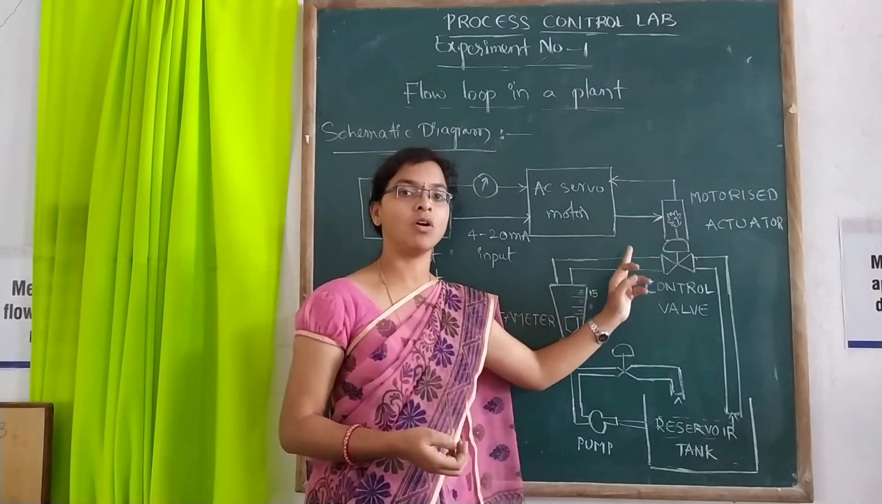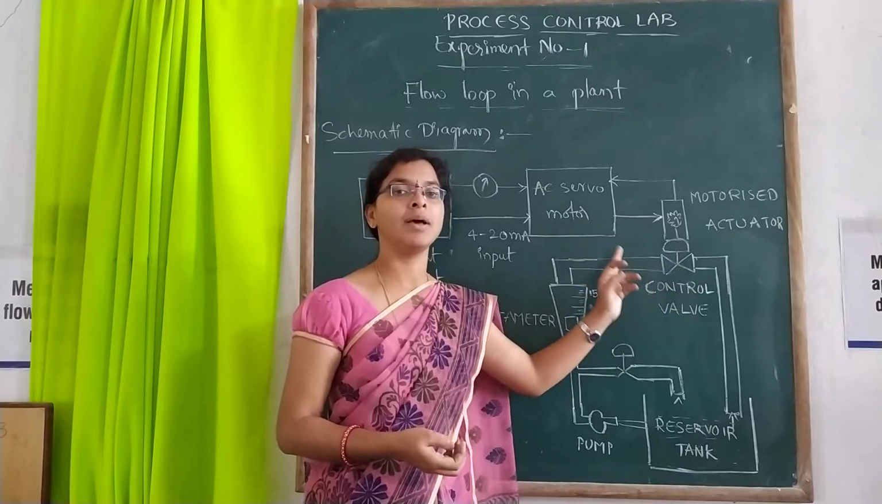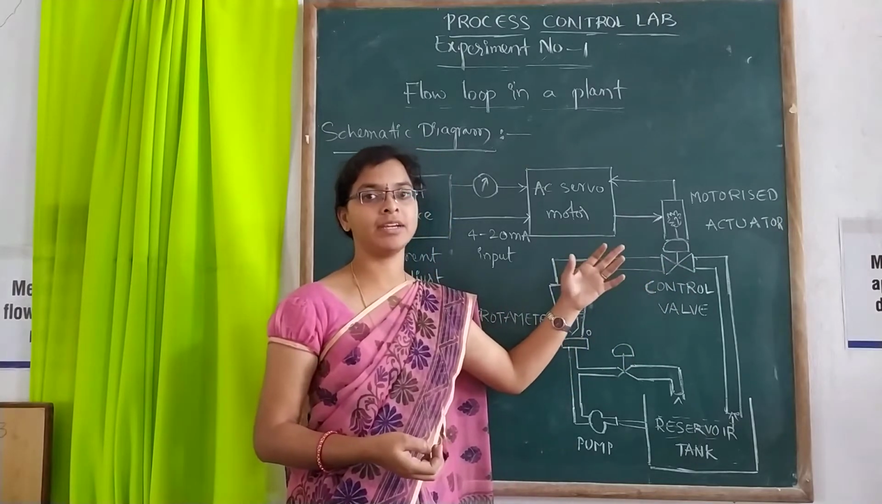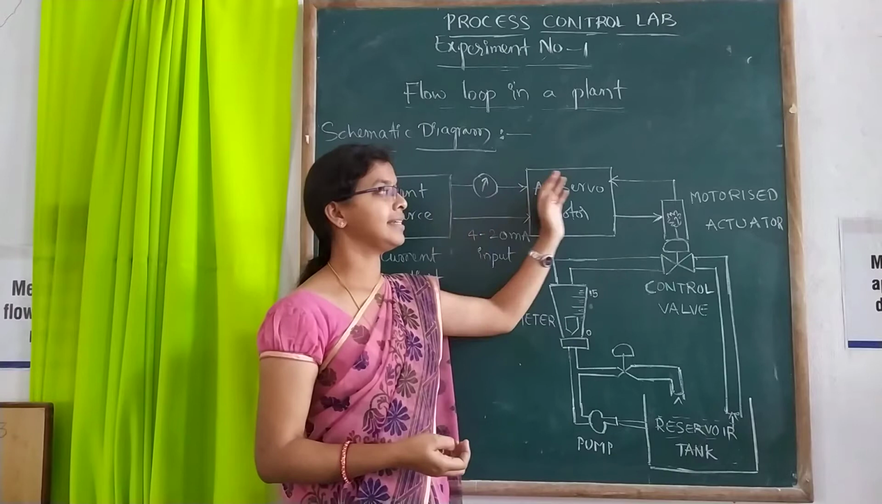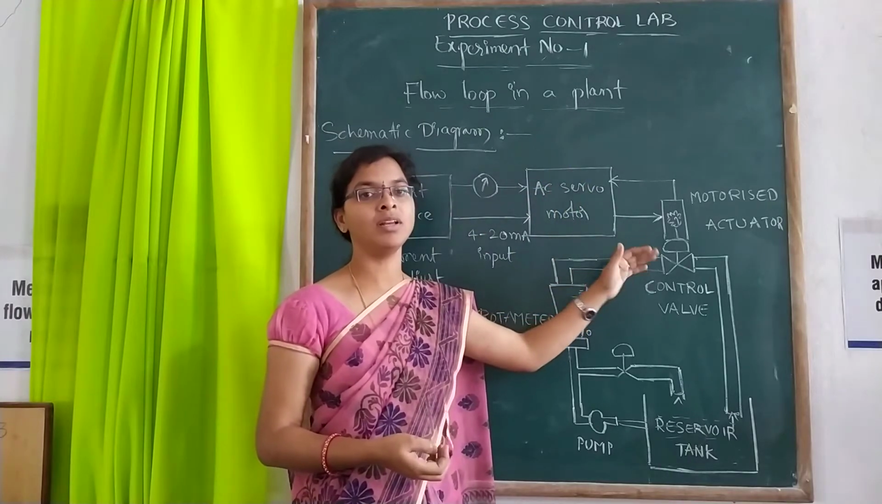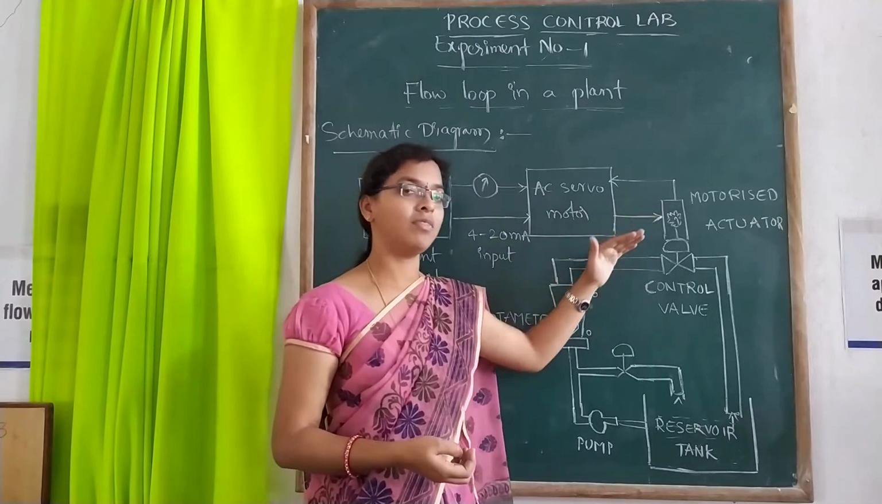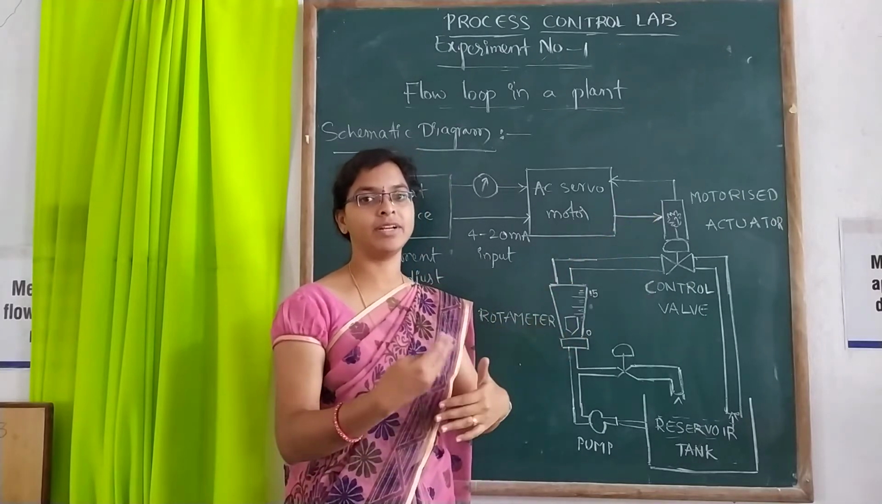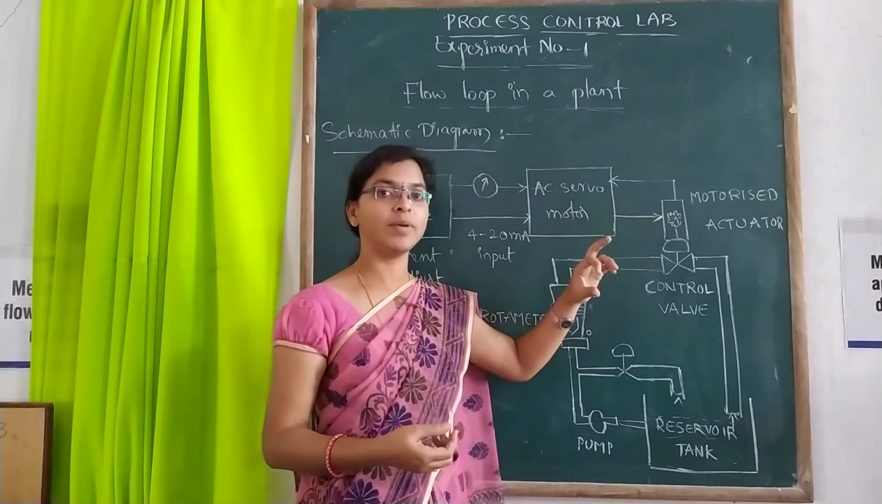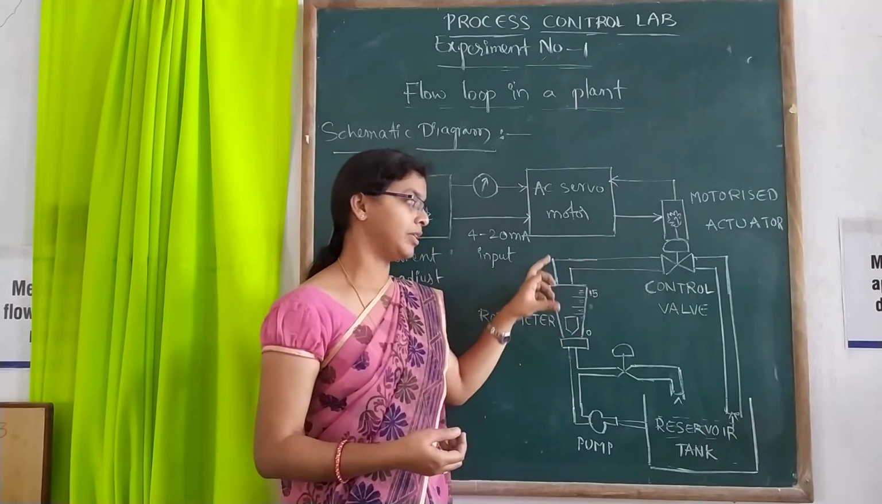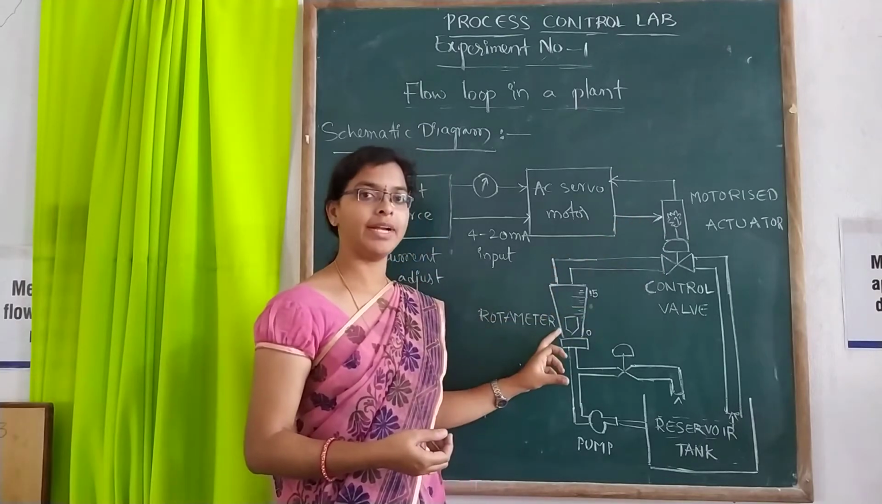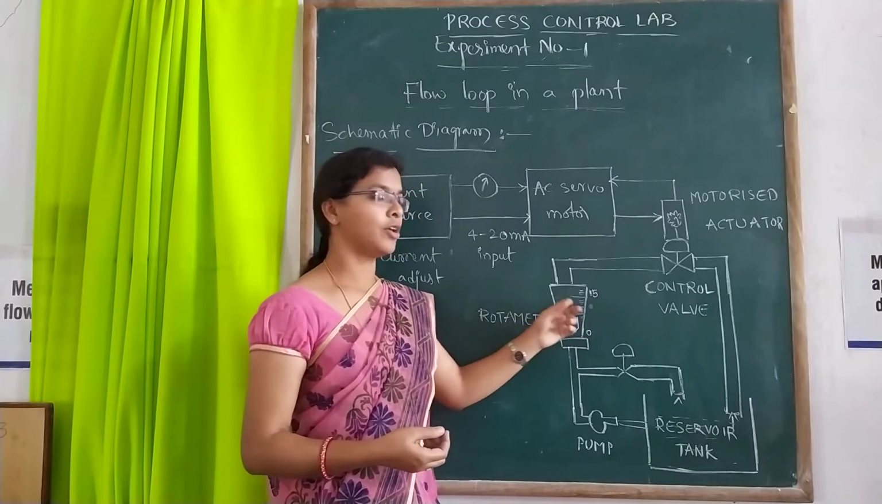So how are we going to adjust this control valve? By applying input. Here we are going to apply a current signal as an input for the control valve. If you apply the input current as low, then the control valve will move to and fro. According to the movement of the control valve, the flow rate will be controlled, and that will be measured by this rotameter.